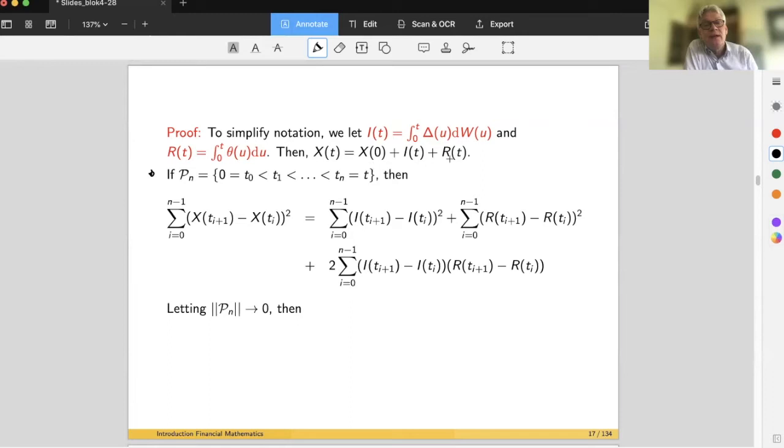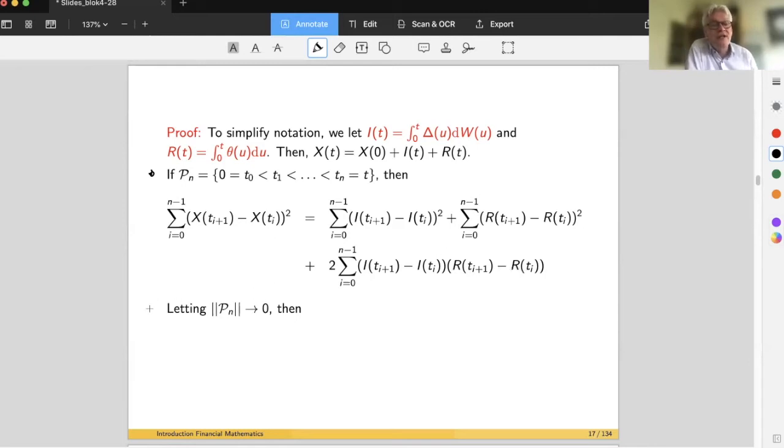And if we write this in this way, and we know that we are dealing with this form here, then the X_0 will cancel out. So this can be written as the sum of (I at t_{i+1} minus I at t_i) squared, plus the second one squared, the increments of R: the sum, i runs from 0 to n minus 1, of (R at time point t_{i+1} minus R at time point t_i) squared, plus 2 times the mixed term: plus 2 times the sum, i runs from 0 to n minus 1, of (I at t_{i+1} minus I at t_i) times (R at t_{i+1} minus R at t_i).